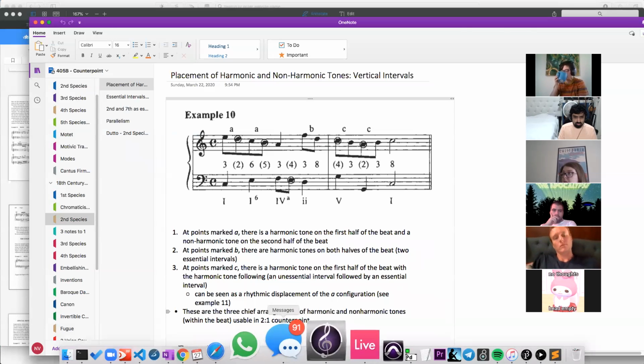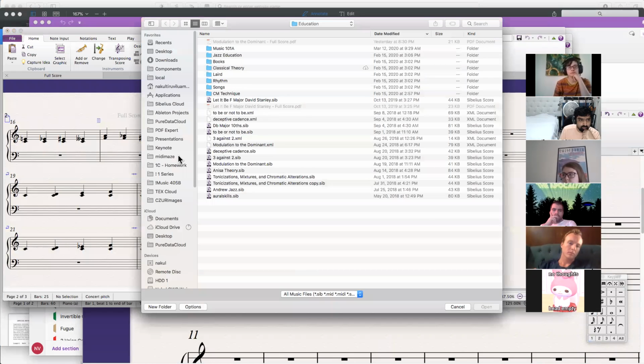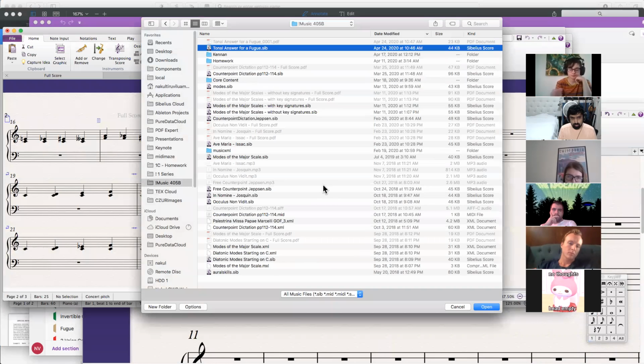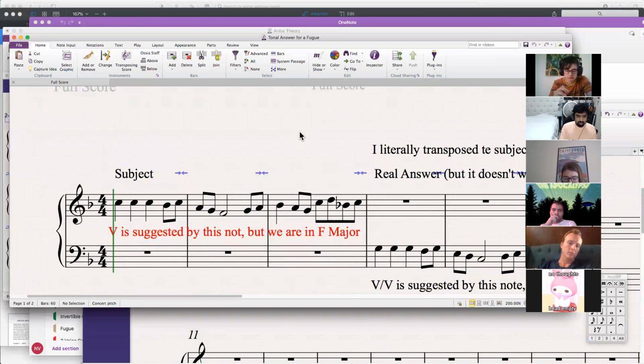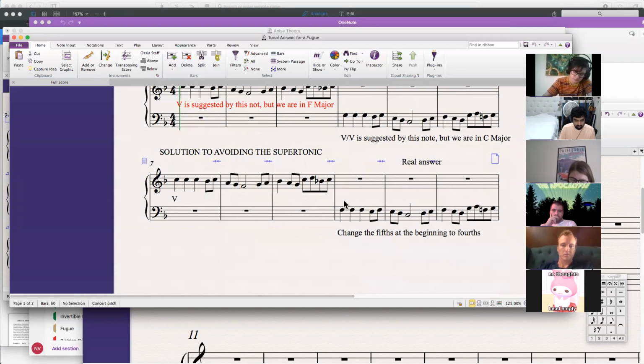So, going back to our canned example, see if I can remember where I put this. I think it's in here. Tonal answer for a fugue. So, you know, I guess we have, whoops. And then this is the real answer. This doesn't work, but the tonal answer works.